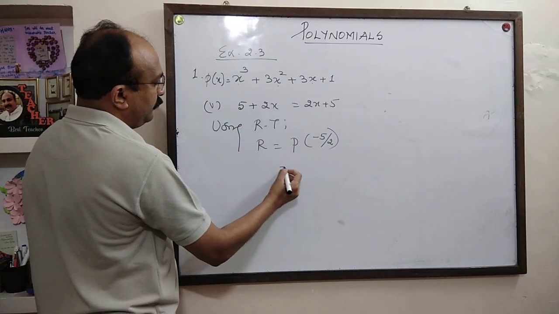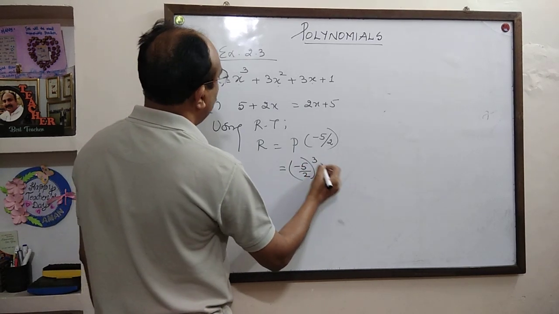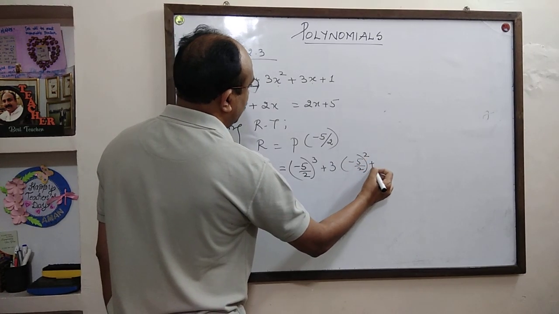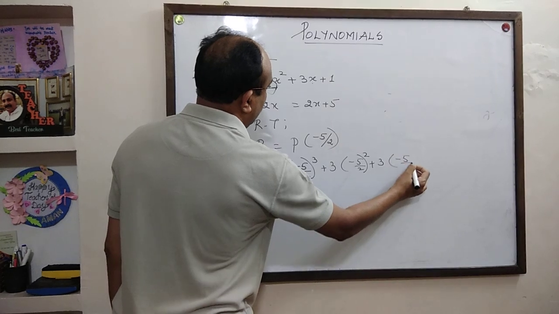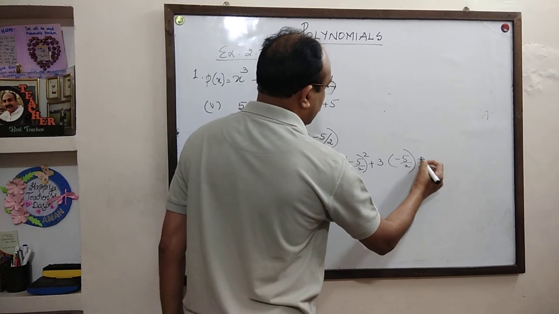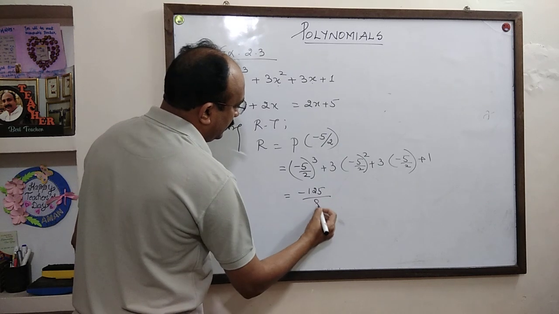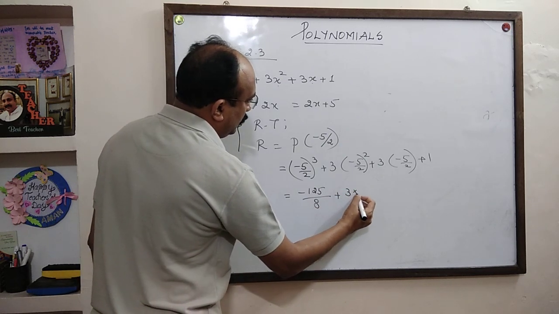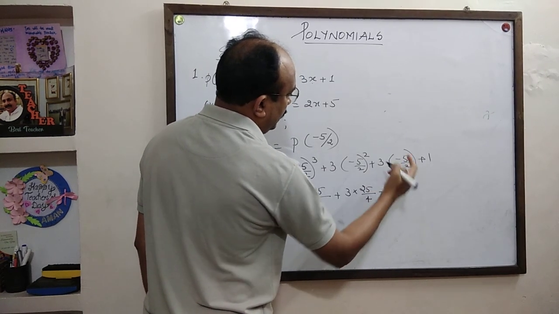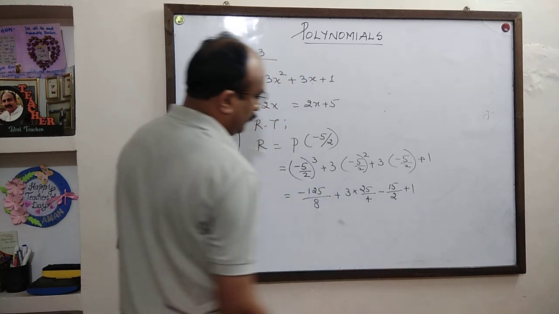I hope all of you know how to find p of minus 5 upon 2. Minus 5 upon 2 the whole cube plus 3 into minus 5 upon 2 the whole square plus 3 into minus 5 upon 2 plus 1. Minus 125 upon 8 plus 3 into 25 upon 4 minus 3 into 5, 15 upon 2 plus 1.